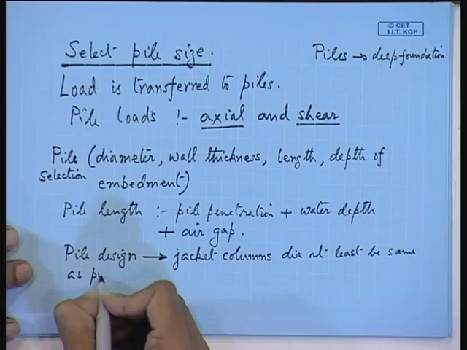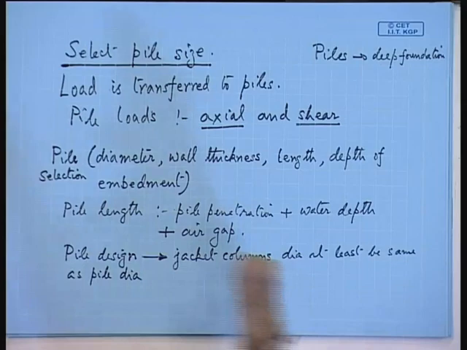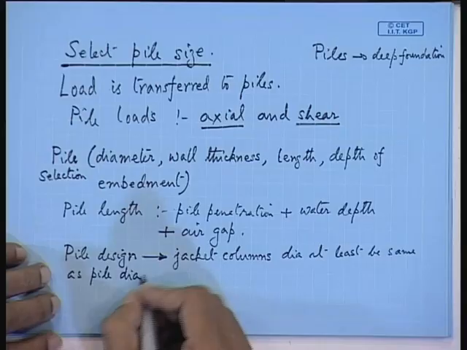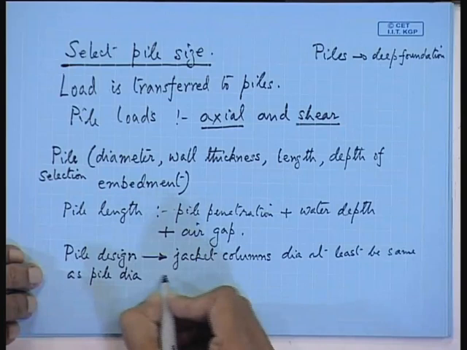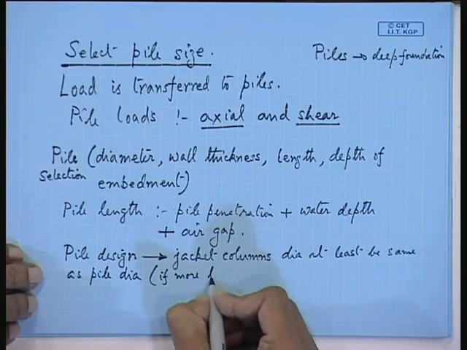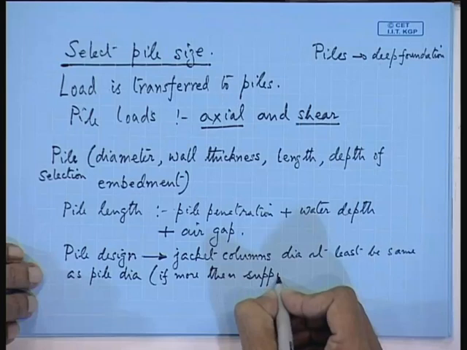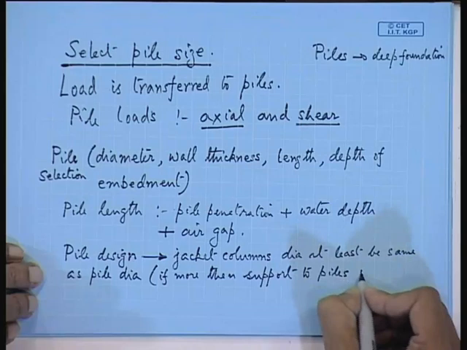Now, this is the minimum criteria, but obviously you have to have certain play inside the column. Normally, if more, then you have to think about support to piles inside the columns. Very crucial.